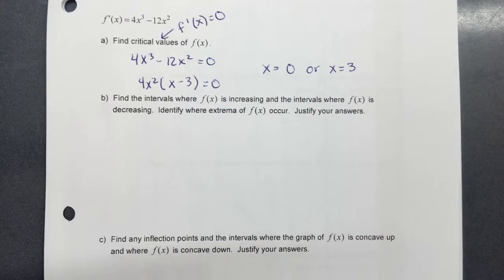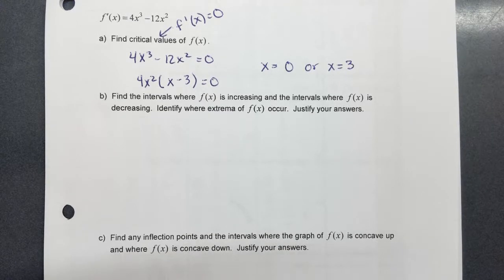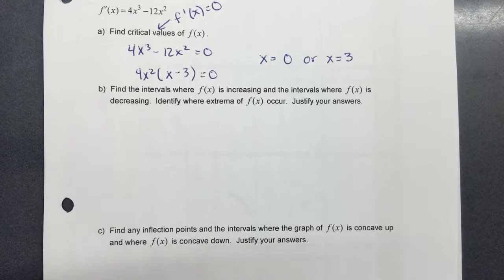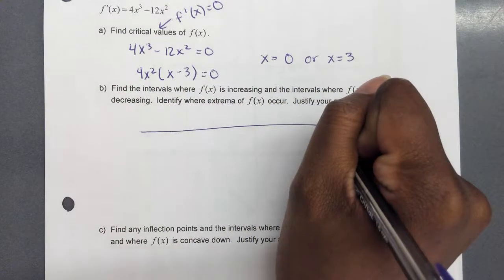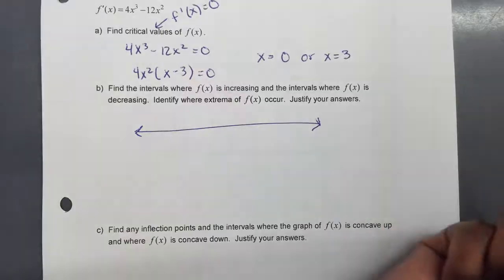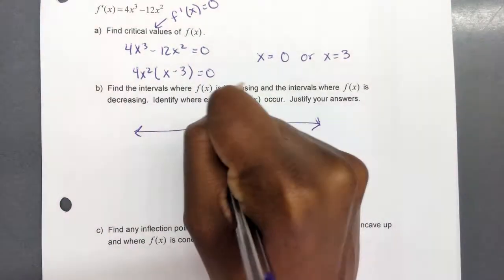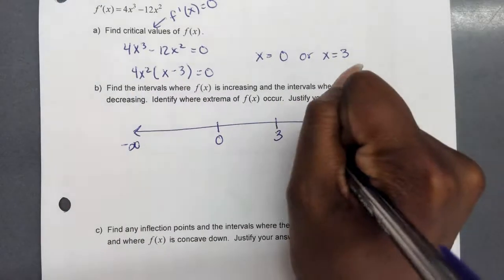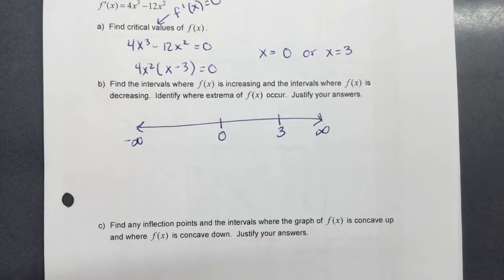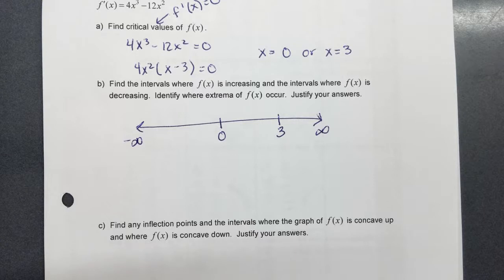So those are our critical points. So now we want to figure out when f of x is increasing and decreasing. So we're going to create our number line. We know we want 0 and 3 because those are our critical points, and our domain isn't given, so we're going negative infinity to positive infinity.